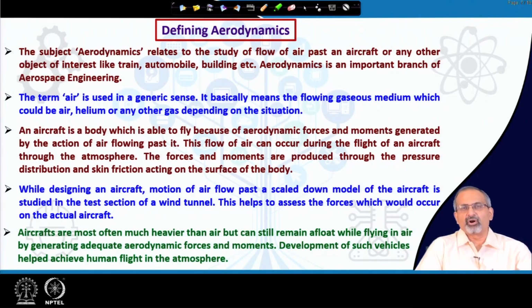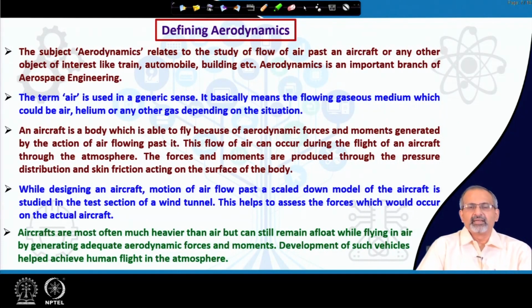Now, the flow of air can occur during the flight of an aircraft through the atmosphere. The forces and moments which are produced through the pressure distribution and skin friction acting on the surface of the body are a major area of interest while we study aerodynamics. While designing an aircraft, motion of air flow past a scaled down model of the aircraft is often studied in the test section of a wind tunnel. There are different kinds of wind tunnels which are used in aerodynamic studies depending on speed of airflow primarily. This helps to assess the forces which would occur finally on the actual aircraft.